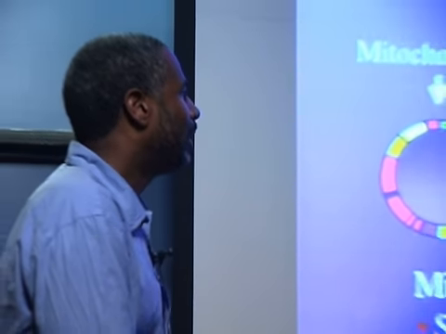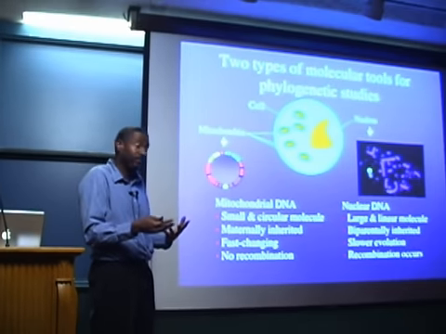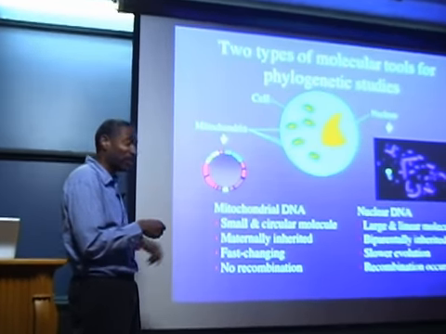It's completely the opposite of mitochondrial DNA. It's large and linear, whereas mitochondrial DNA is only about 15 or 16,000 base pairs. Of course, the human genome, for example, is 3 billion base pairs, so much, much bigger. It's inherited from both our parents, of course. It shows a much slower rate of evolution.